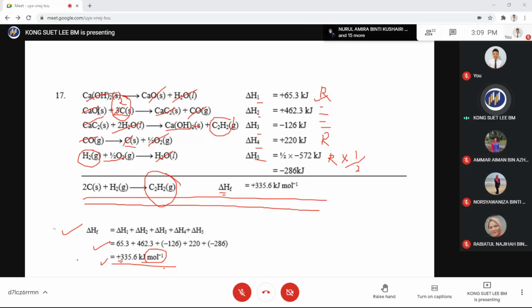Now we proceed to 2.4 Born-Haber cycle. There are 5 questions. Question 18 and 19 are about the dissolution process. Whose turn?